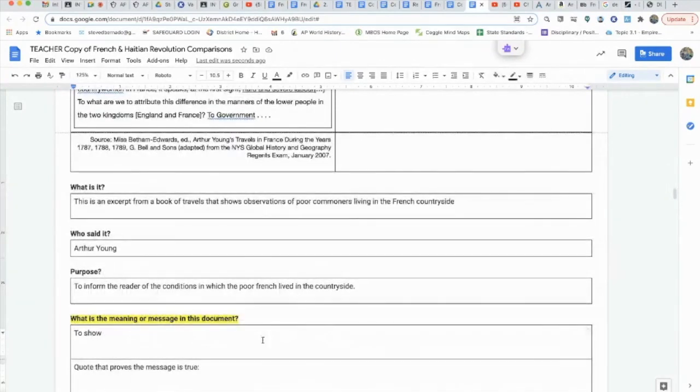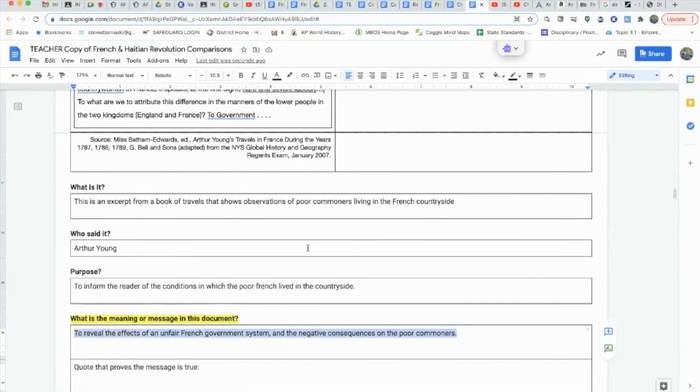What is the meaning or message in the document? This is to reveal how an unfair government system, to reveal the effects of an unfair French government system and the consequences, let's say the negative consequences, on the poor commoners. Okay, so I have to find a quote that proves that.